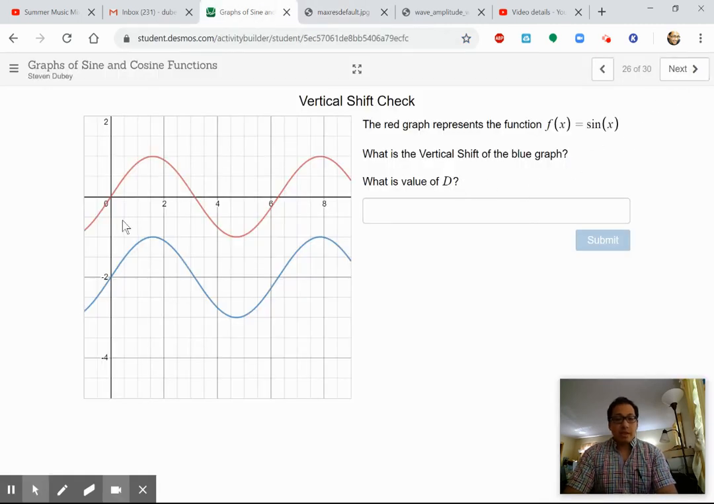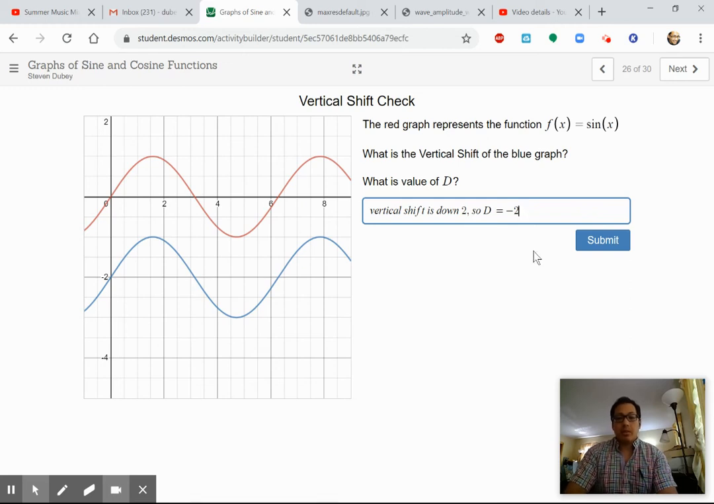So hopefully you noticed that this is shifted down by 2. So the vertical shift is down 2. So d is equal to minus 2. In other words, this is the graph of sine of x minus 2 at the end.